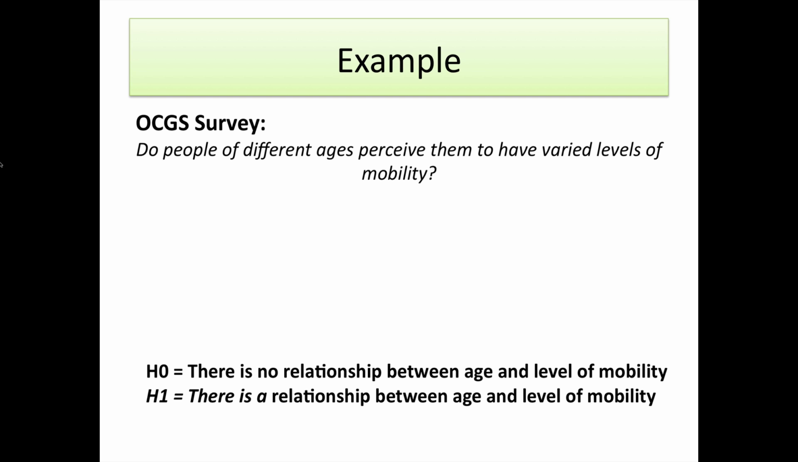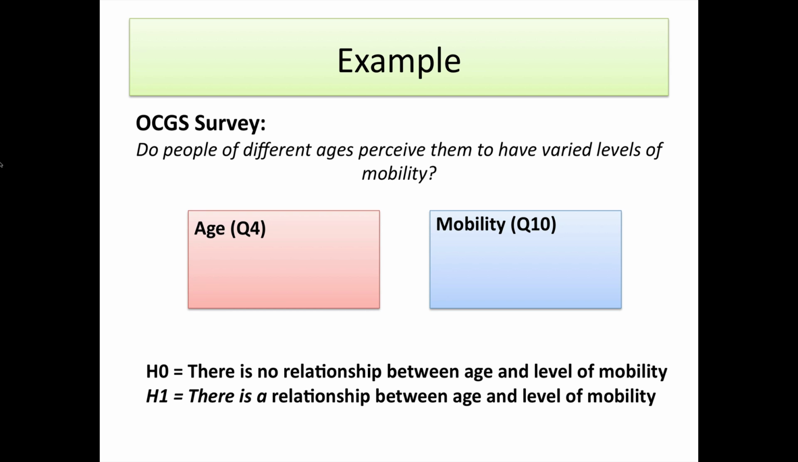Okay, so the data we're going to use today comes from the older customer grocery satisfaction survey. And the question is, do people of different ages perceive themselves to have varied levels of mobility? So we're looking to see whether there's a relationship or not between age and how people rate their mobility, when mobility is based on four categories of very restricted, restricted, a little restricted, and not restricted. So are people that are not restricted younger or older than those who are a little restricted, restricted or very restricted? So our null hypothesis therefore is there is no relationship between age and level of mobility, and our alternative hypothesis is there is a relationship between age and level of mobility.